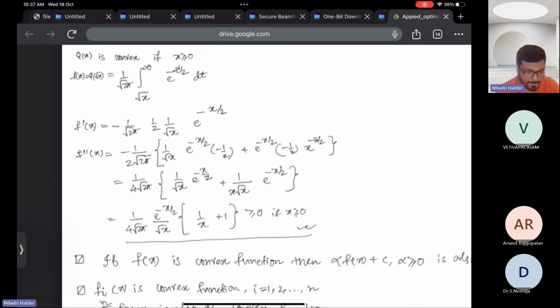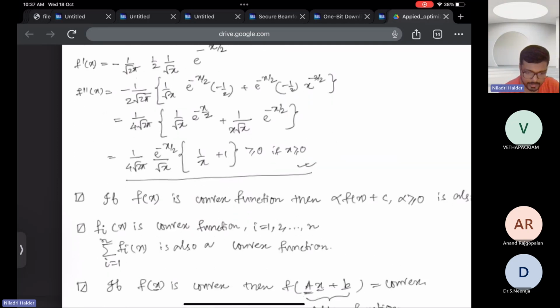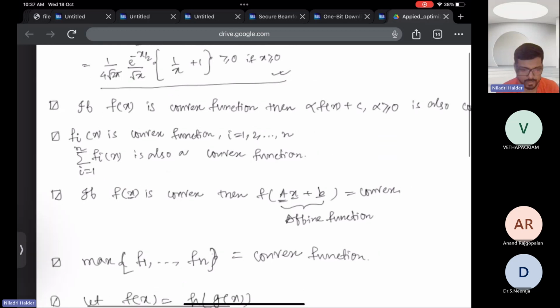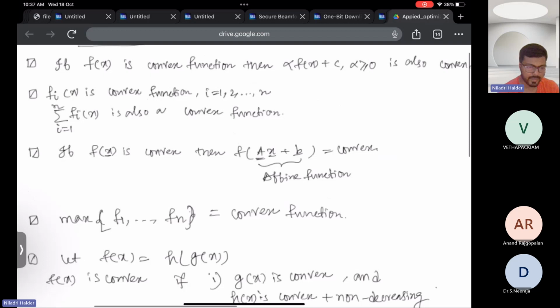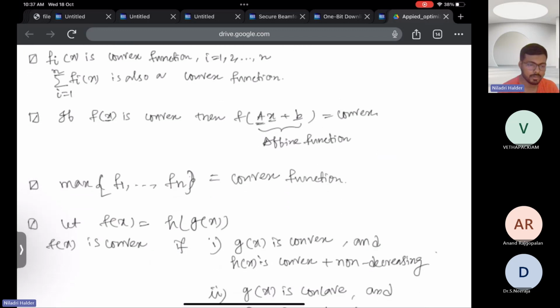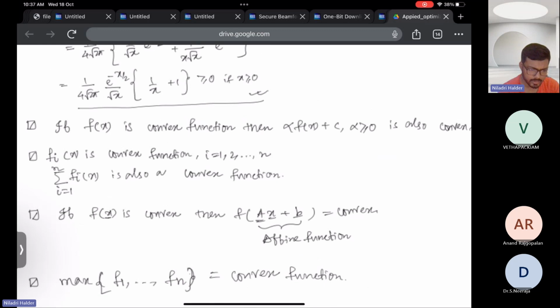And then, f(x) is a convex function, then alpha f(x). So these are some properties. If f(x) is a convex function, then alpha f(x) plus c for alpha greater than or equal to 0 is also a convex function. If there are n number of convex functions, their linear combinations will also be a convex function. The summation will also be a convex function.